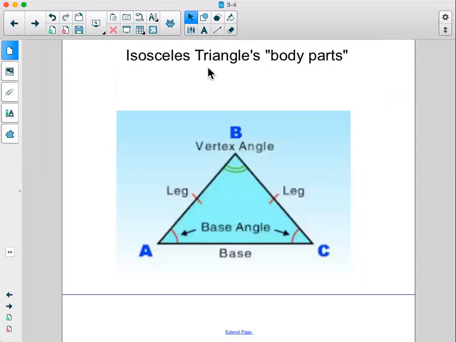If we're going to look at the isosceles triangle's quote-unquote body parts, the two sides that are congruent are called the legs of the isosceles triangle, and the side that's not congruent is called the base of the isosceles triangle. Notice the base is included in between the two base angles. And notice the vertex angle is included between the two legs.